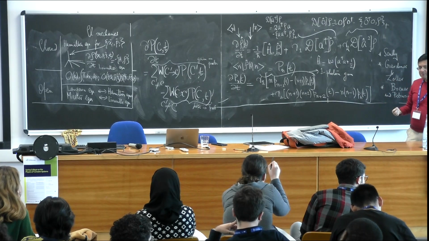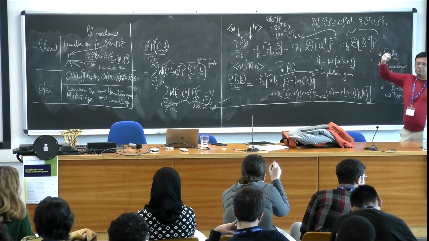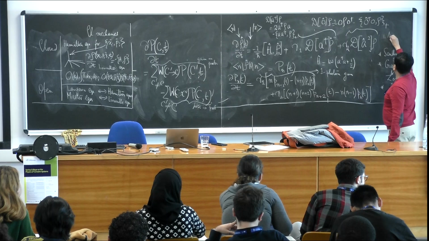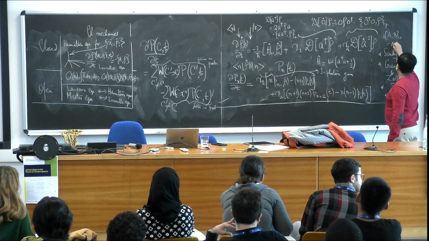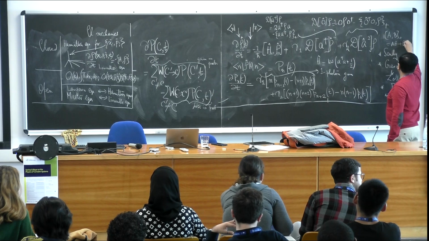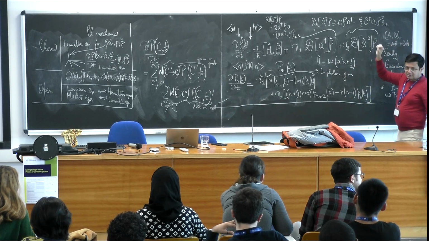What does that plus mean? Plus is the anticommutator. Okay, so AB plus, I thought it is AB plus BA. Okay.